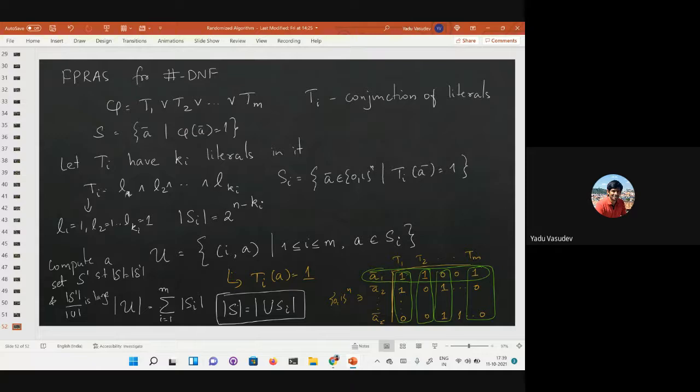Provided we know how to sample uniformly from U, which is not yet clear. So the problems here are: first, you need to find the set S prime which has a large enough cardinality in U. Secondly, you need to be able to check membership in S prime very easily. And finally, you should be able to sample uniformly from U in an easy way. These three things are needed for the FPRAS, for the Monte Carlo method to apply.